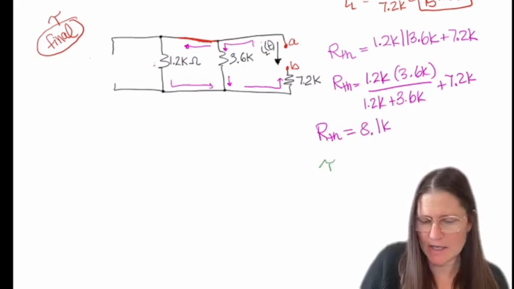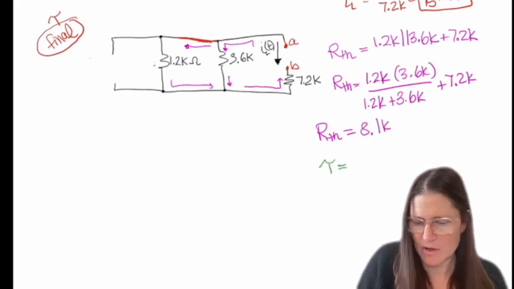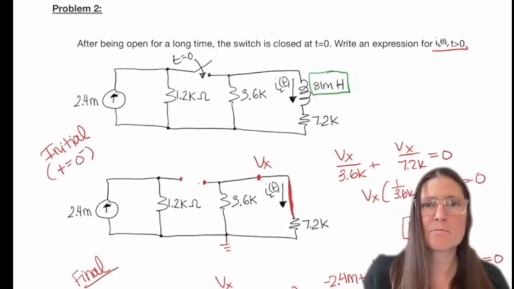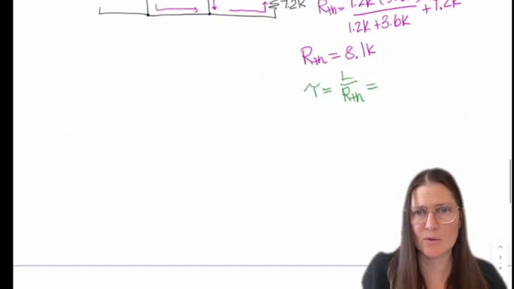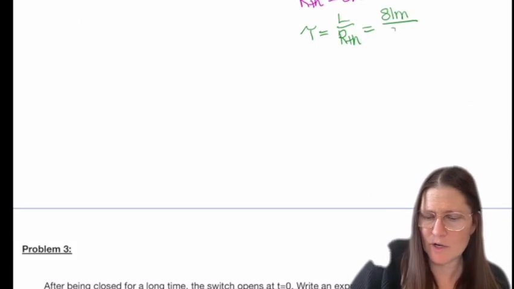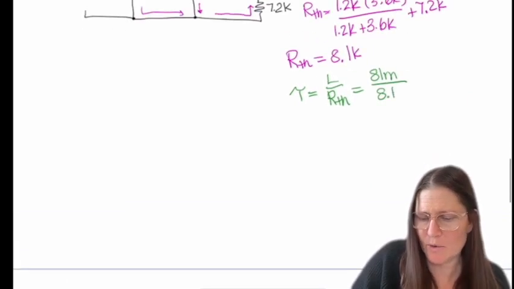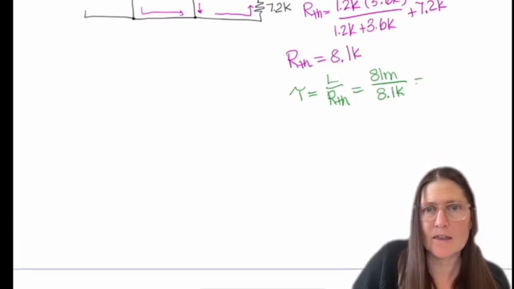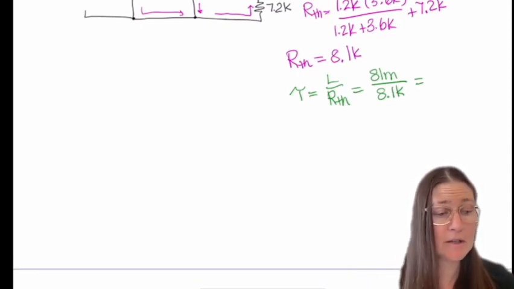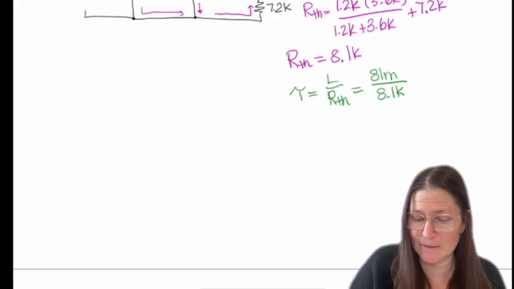Then tau is going to be L over RTH. L was given as 81 millihenry, so we're going to use 81 millihenry. So 81 milli over 8.1k. That ends up giving, oh, I didn't calculate that one, but whatever that value is.